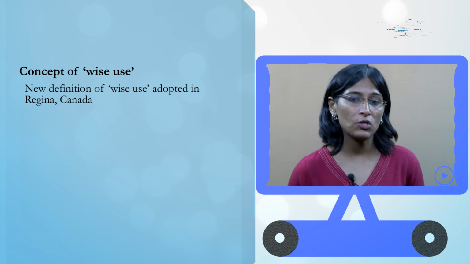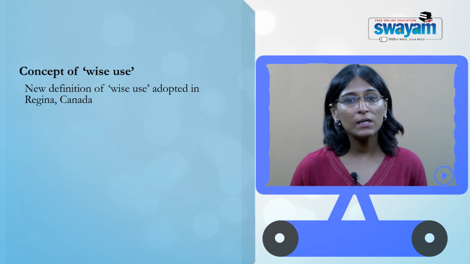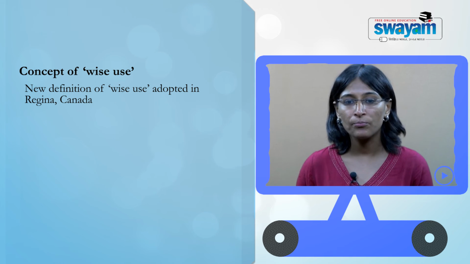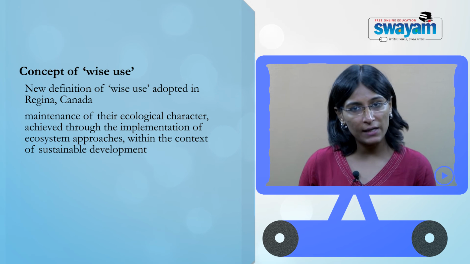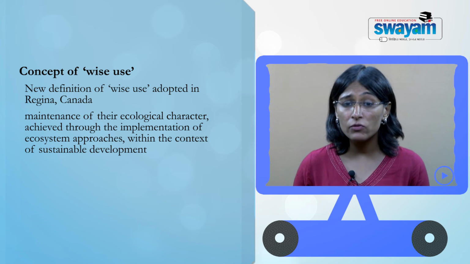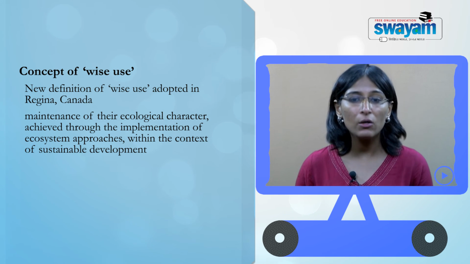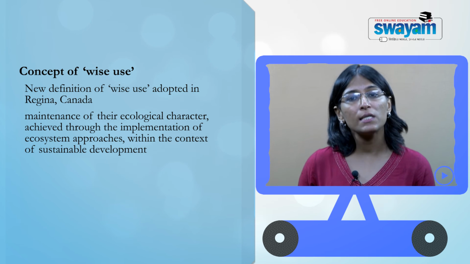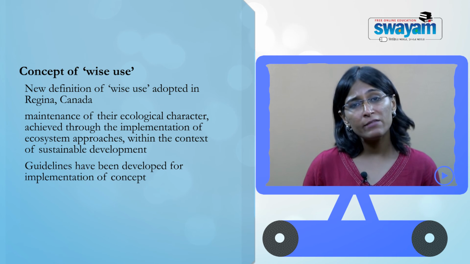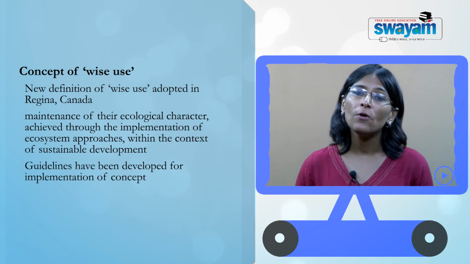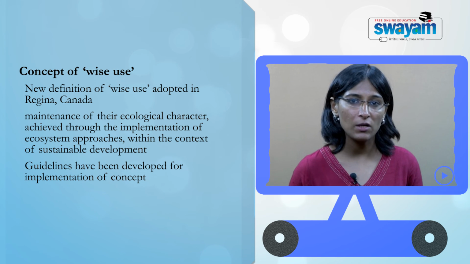Subsequently, a new definition of wise use was adopted under the Ramsar Convention. What it means is maintaining the ecological character of a wetland, which is achieved through the implementation of an ecosystem approach within the context of sustainable development. Guidelines have been developed under the Ramsar Convention for the implementation of this concept of wise use.